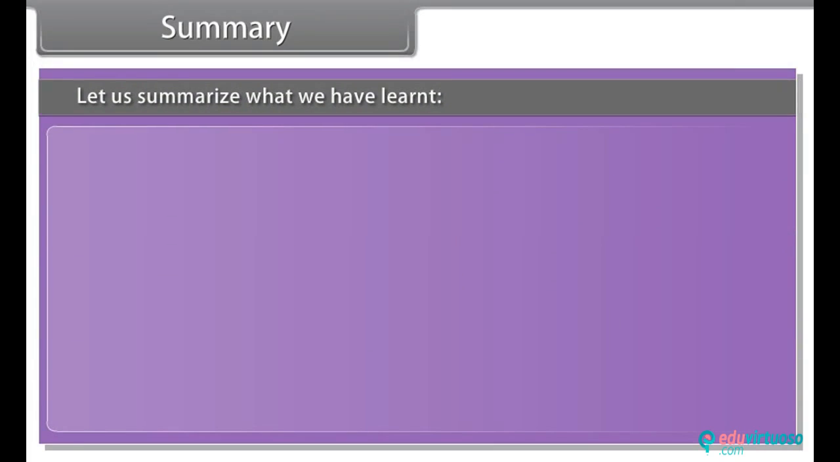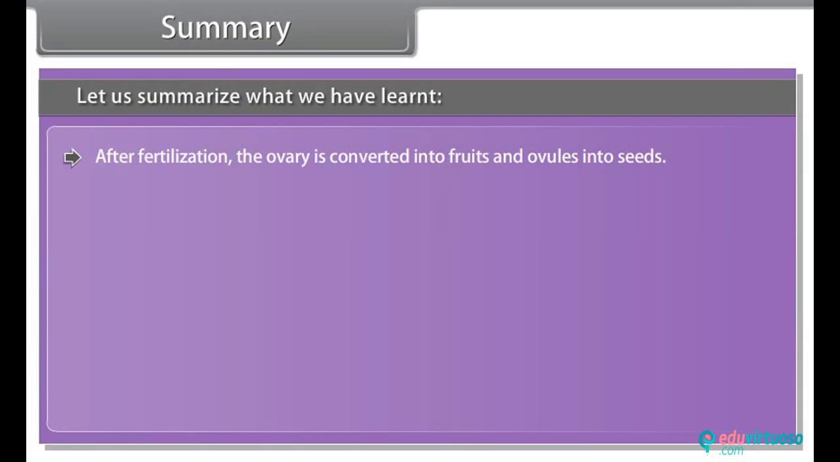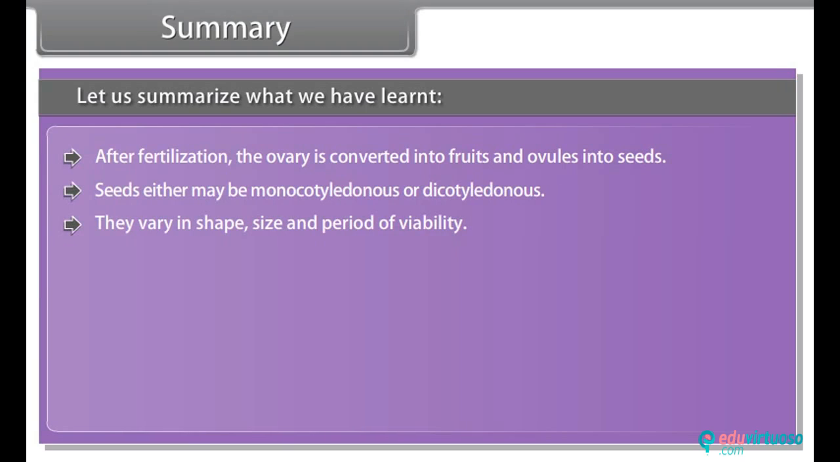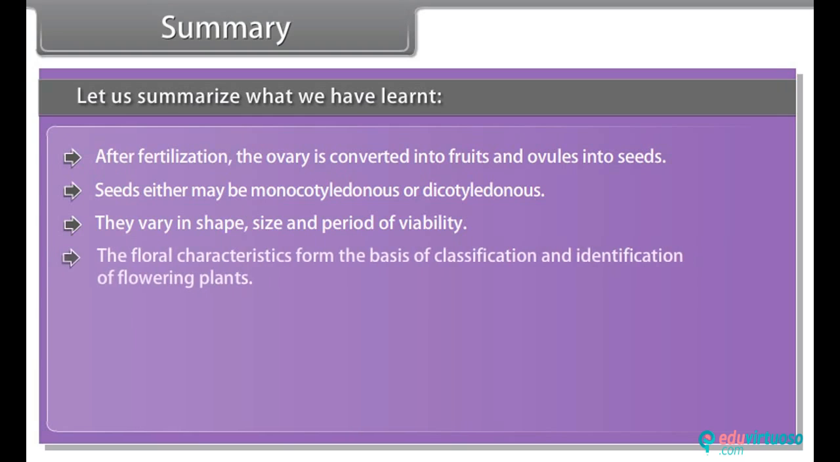Summary. Let us summarize what we have learned. After fertilization, the ovary is converted into fruits and ovules into seeds. Seeds either may be monocotyledonous or dicotyledonous. They vary in shape, size, and period of viability. The floral characteristics form the basis of classification and identification of flowering plants.